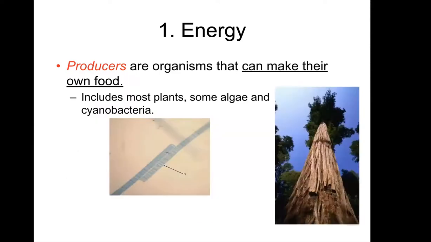Producers are organisms that can make their own food. So they do have needs also because they need several things that they use to make their own food. They need sunlight, which is, again, the ultimate source of energy for our life on our planet Earth. And they need water, and they also need carbon dioxide, which we breathe out.